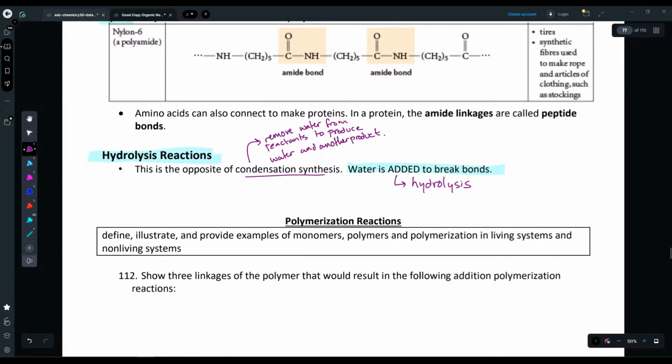Okay. So again, the main idea that you need to know behind polymerization reactions is you should be able to define, illustrate, provide examples of monomers and polymers and polymerization in living systems and non-living systems. So the different types of reactions that we just talked about, you should be able to identify monomers within a polymer, or you should be able to say this monomer is used to make this polymer.